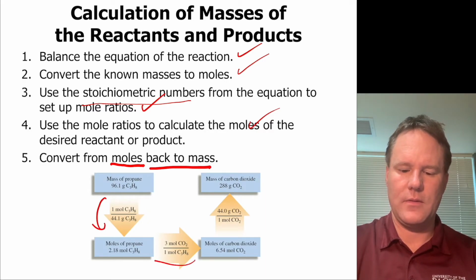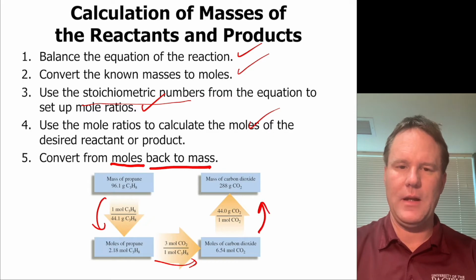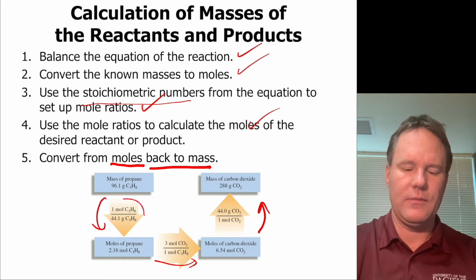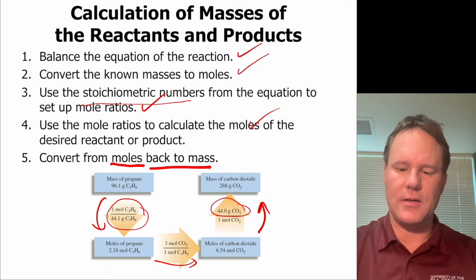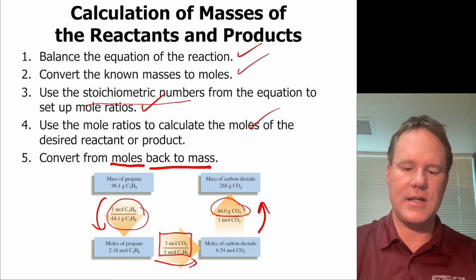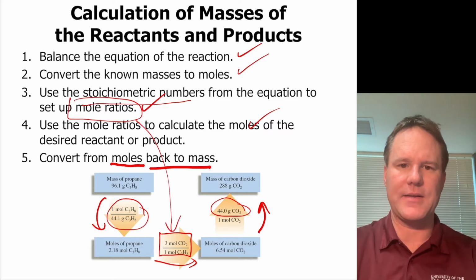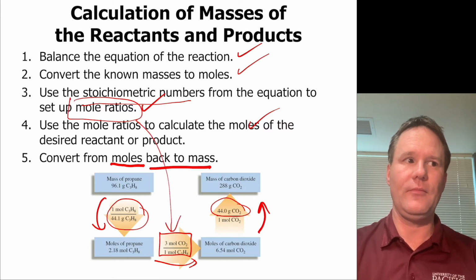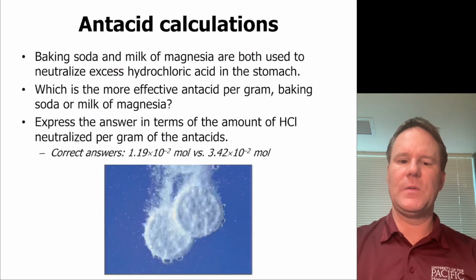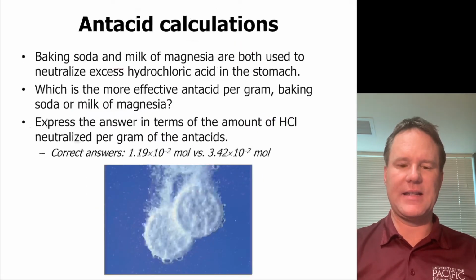1, 2, and 3. Where do all these come from? This is the molar mass, this is another molar mass, and then this is the mole ratio that is coming from the balanced chemical equation. Okay, so let's see this in an example.